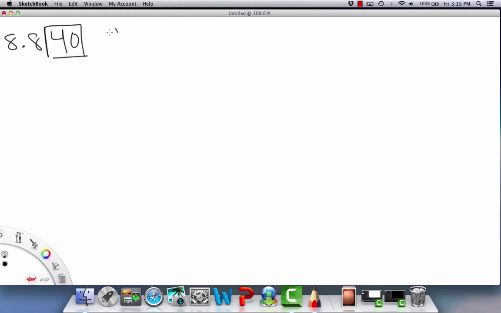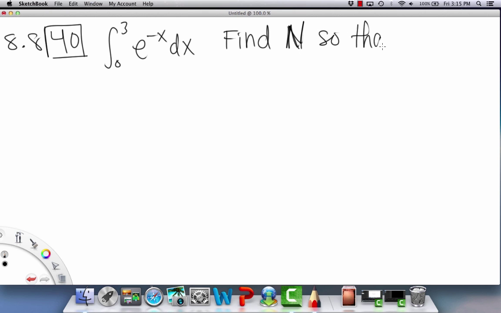So we have the following problem. Integral from 0 to 3 of e to the negative x dx. This one is asking us to find an n value. They don't give us the number of subintervals, but we're trying to find an n so that the trapezoidal error, Tn, is less than or equal to this number.